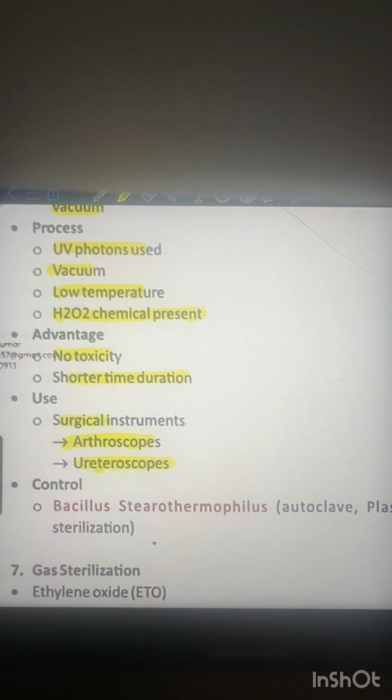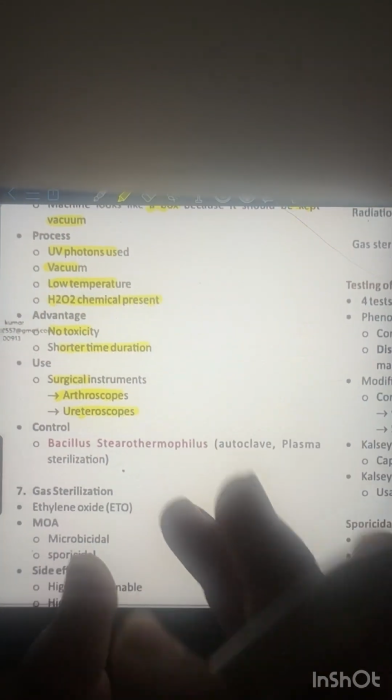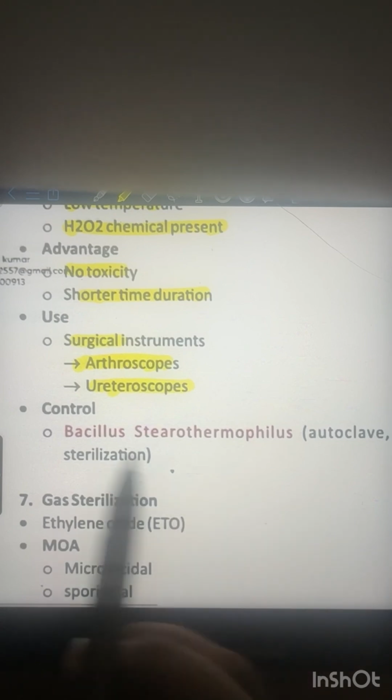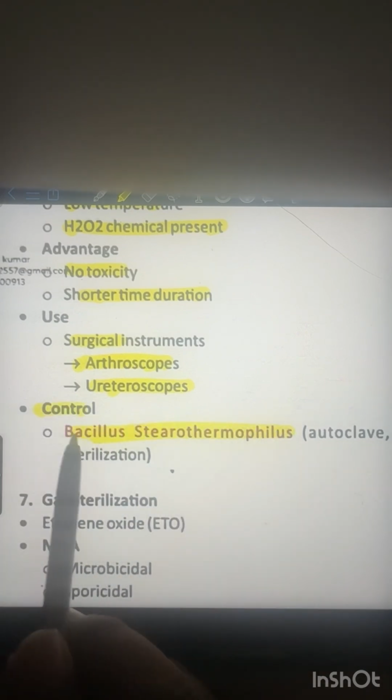What is the control? It is the same control that you used in autoclave. That is Bacillus stearothermophilus. That is about sterad. Remember, sterad means plasma sterilization. Very, very important, these 4 things that I told you. And I was comparing it with something known as gas sterilization. First question that comes to me is, which gas are you using?